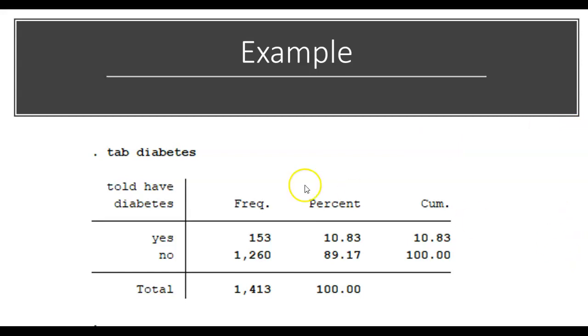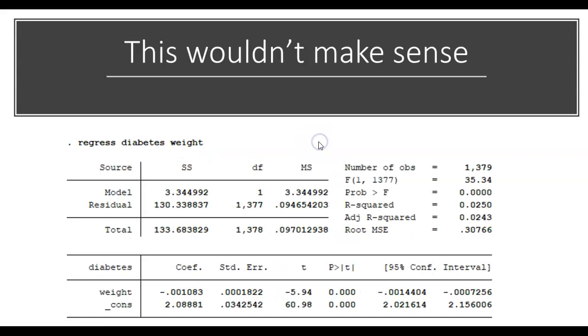So we'll go through an example. Again, we've already seen this tab diabetes. People that are told that they have diabetes, 153 have been told that they do, 10% of the people. And about 1,260 people are told that they did not have diabetes.